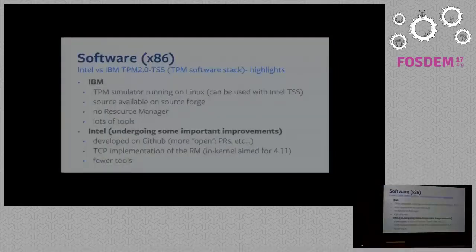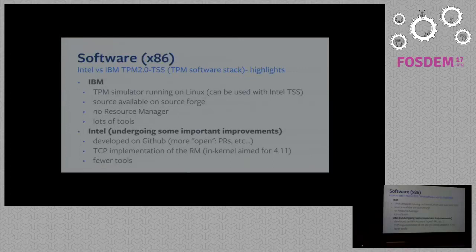So how can we use a TPM 2.0? For 1.2, the support is pretty good, I would say. But for 2.0, the software is not so mature. So in order to use it on x86 platforms in Linux, we have two options. One is the IBM implementation. The other one is the Intel implementation. There are a few differences between the two. The main ones are summarized here.